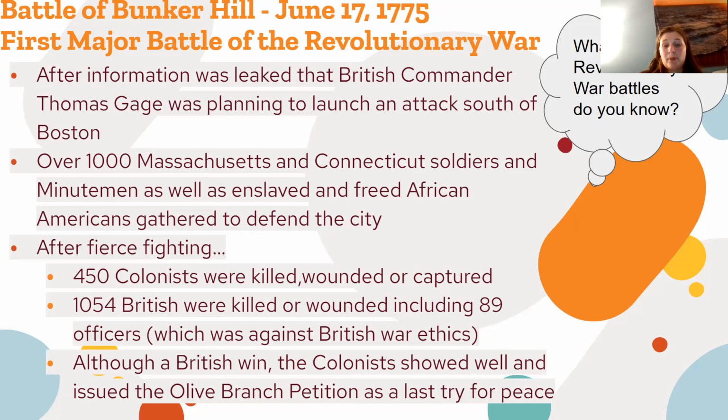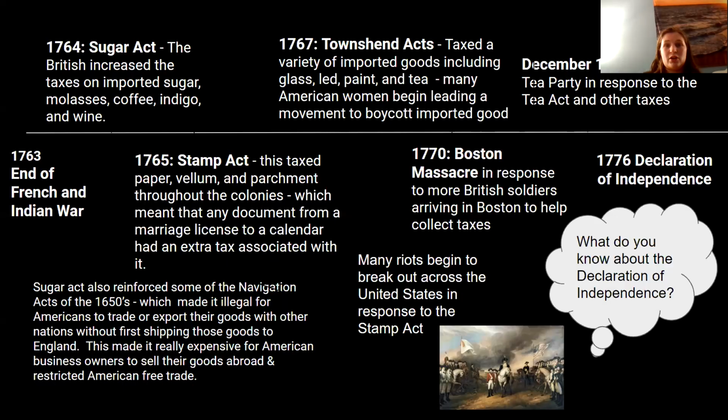After this battle, the colonists send out this Olive Branch Petition. They're sending this document as a last attempt for peace with King George III. They're saying, hey, we're showing you what we're capable of. We don't want to become an independent country. We're just trying to fix these problems we have. So it's on you. This is an offer for peace. What do you want to do, Britain, King George?